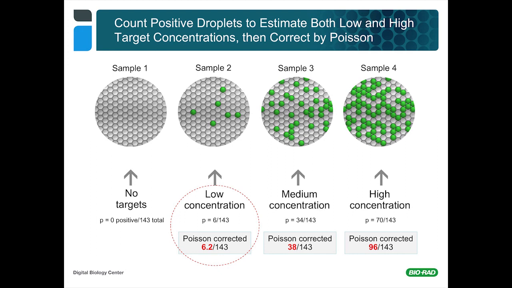As you go to still higher concentration, which represents about 50% of the droplets being occupied, it says there are 70 positives there out of 143 total, but in fact, that really came from 96 targets because some of those droplets have more than one positive target of interest in them. And as I said, the Poisson correction is able to correct for what is the true concentration of that.